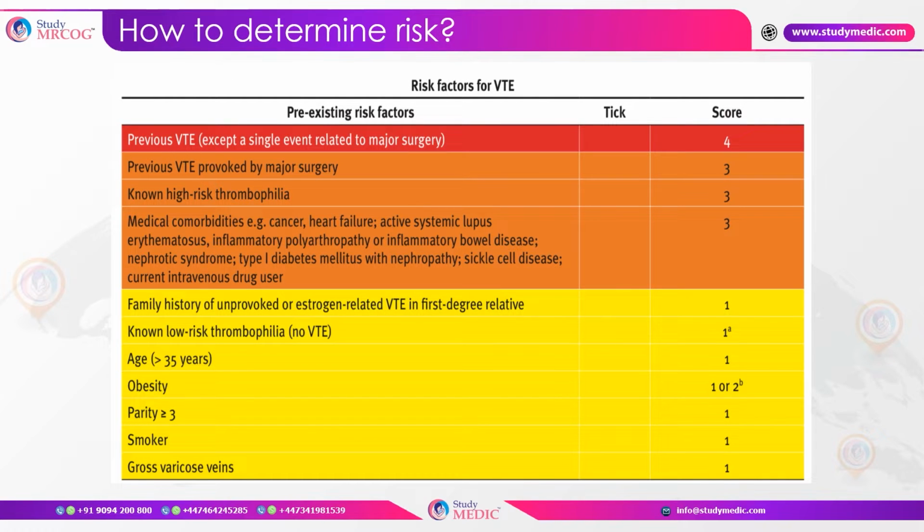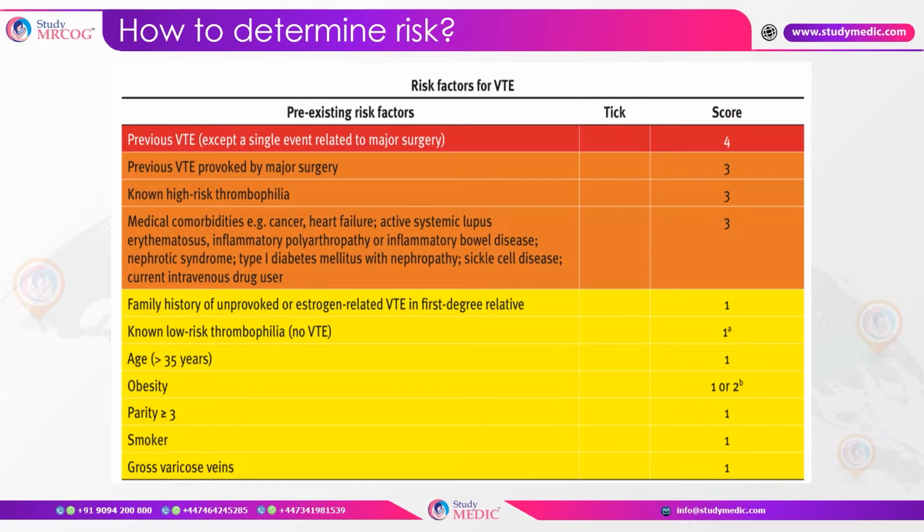So how do you determine the risk? Because in the paper you must have seen the score for these women. So remember that there are a lot of medical conditions which are associated with increasing risk of VTE, and according to the risk they have been given a particular score. So pause the video here for a minute and go through the slide.